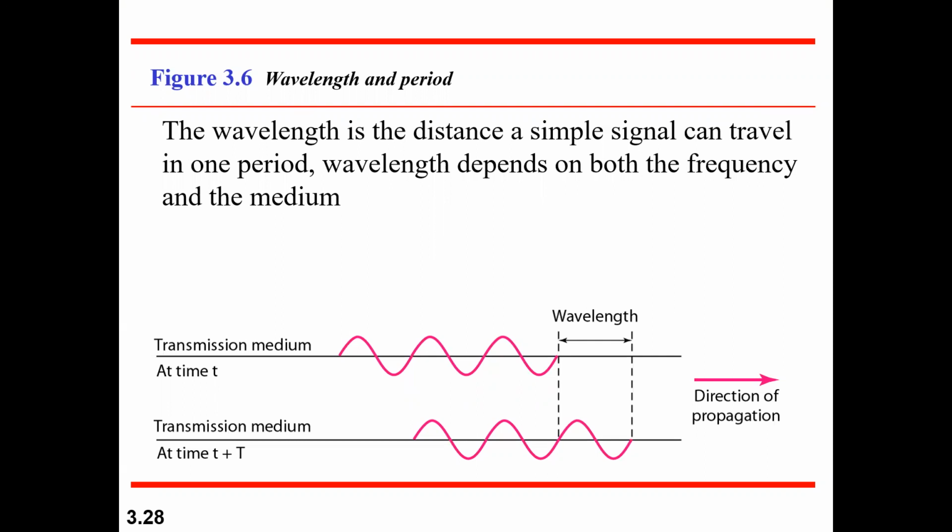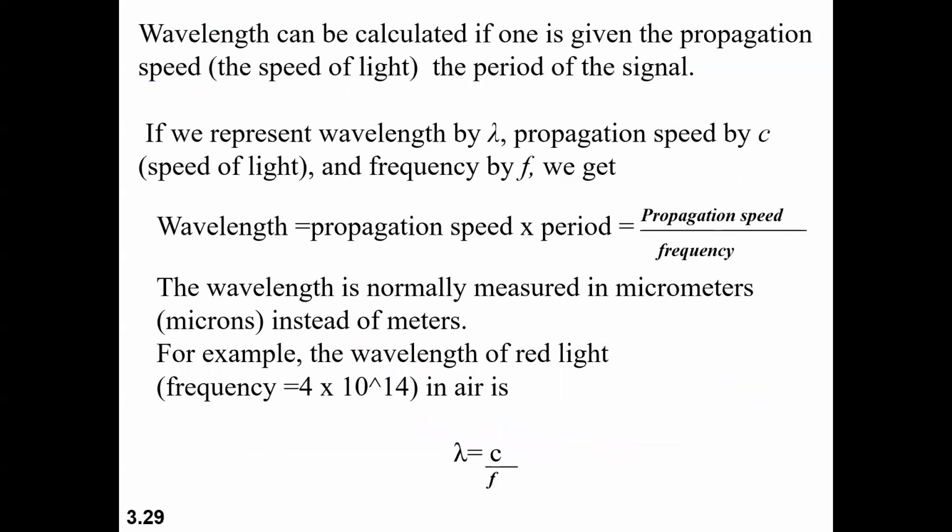And given the diagram there, the transmission medium at time t and the transmission medium at a particular time. So that is the wavelength, one complete cycle, the time that it takes for it to travel from one point to the other. Wavelength can be calculated if one is given the propagation speed, okay? And the propagation speed is the speed of light and the period of the signal.